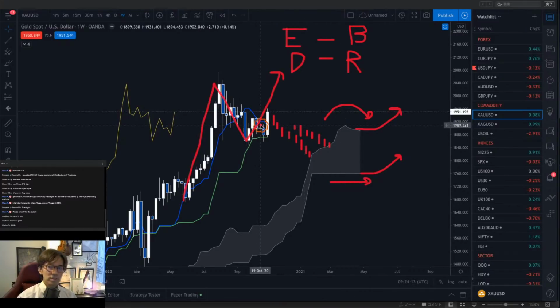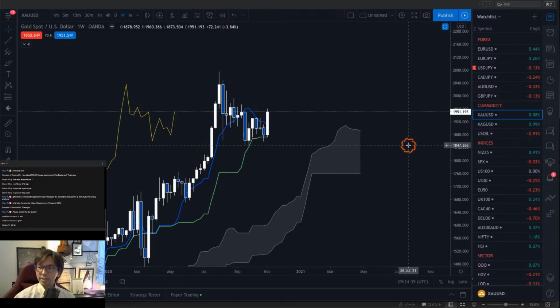Otherwise, it might consolidate or it might break the Kijun Sen downwards sometime in the next couple of weeks. So we'll see. And also Chikou span is important. As the market consolidates, the Chikou span will gradually touch the candle. And when it really happens, you don't really want to look for buy or sell chances anymore. So that's the gold weekly chart. And let's move on to the oil.